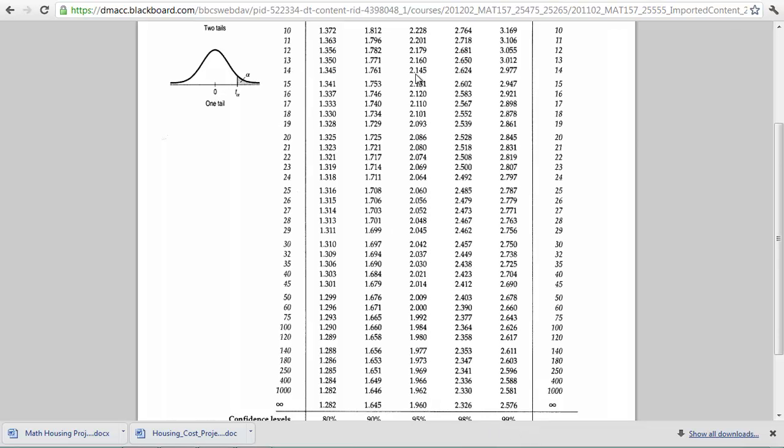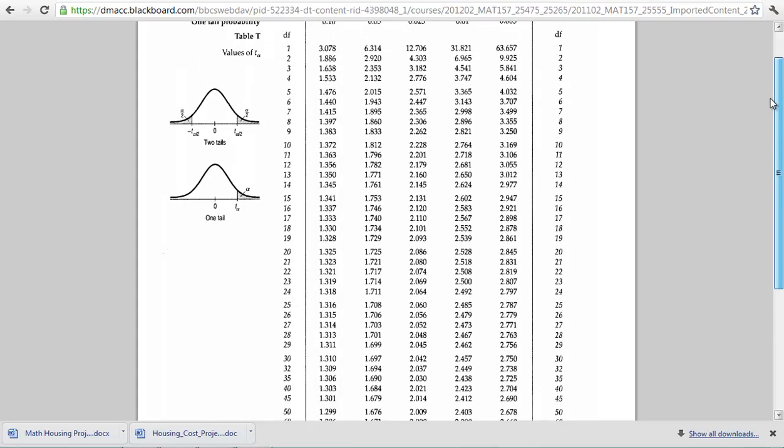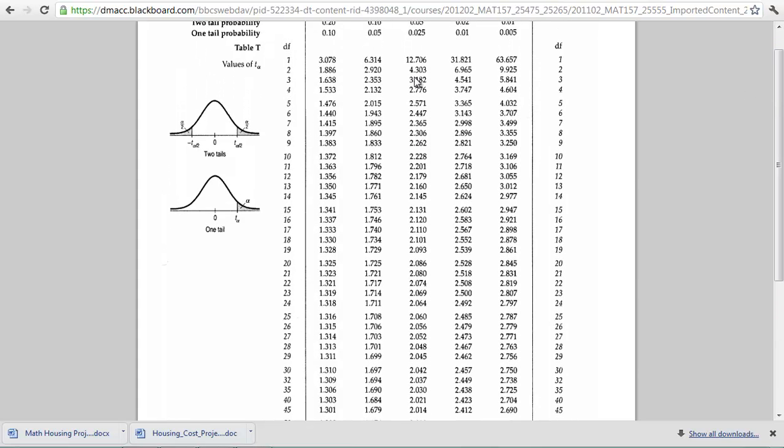The smaller the sample, the more variation or spread we see in the t distribution, as we saw in that animation. So instead of using 1.96, let's say we had a sample size of 10, which is 9 degrees of freedom. There we go. We would use 2.262 as our t multiplier.